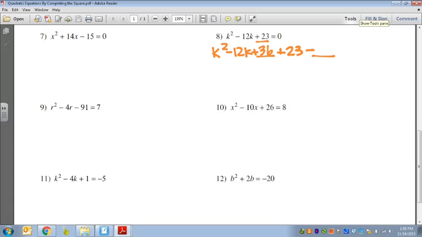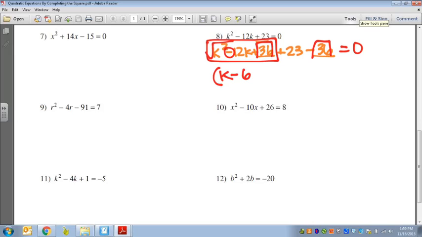But if I added 36 to the problem, I also have to subtract 36, right? Because you just can't add random numbers without balancing out the equation. So these need to be the same number because you've got to balance it out. And that all equals 0. All right. Here we have our first 3 terms, which is perfect because that makes a perfect square trinomial. And it's going to be k minus 6 squared. Okay, and then 23 minus 36 is going to give me negative 13.